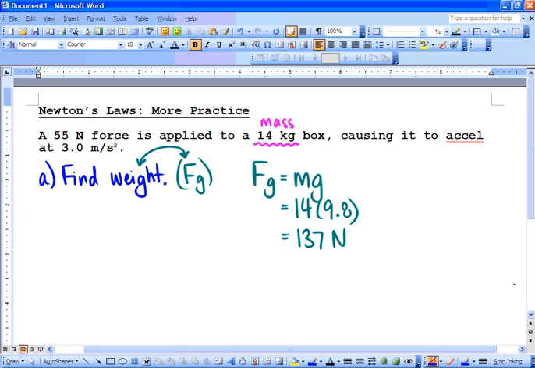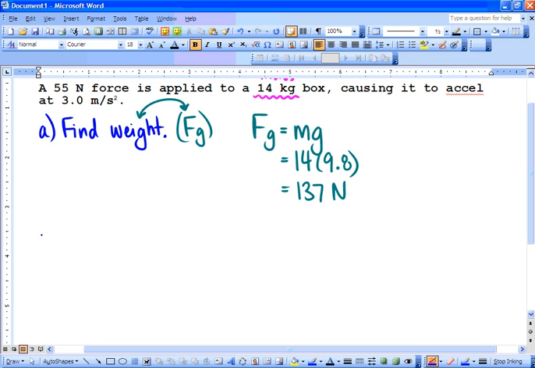All right, let's continue. Let's do this. Let's find the force of friction.